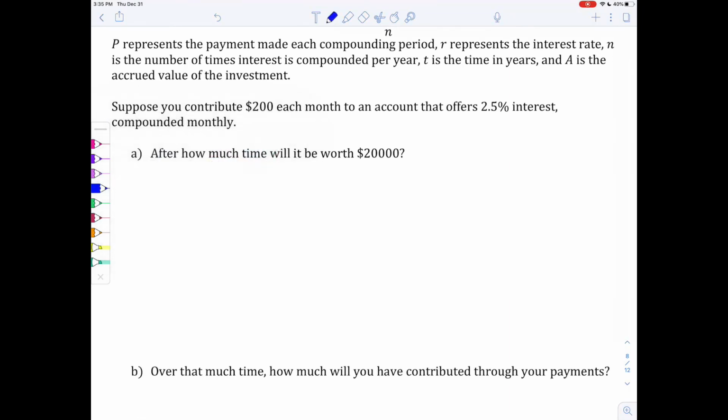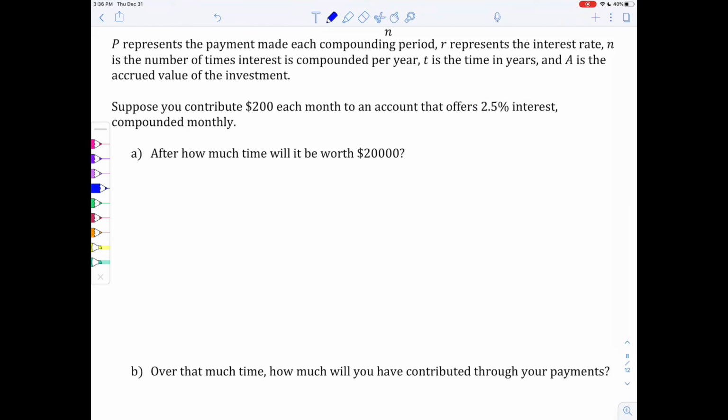After how much time is this account going to be worth $20,000? So we're putting in $200 each month. After some time, it's going to be worth $20,000. And it's not just going to take 100 months of $200 each month to get you to $20,000, because we're getting interest on it. So this thing's going to grow. It's going to build. So let's plug into the formula.